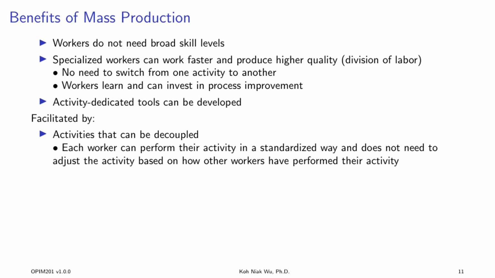Picture a car manufacturing plant. On the assembly line, each worker is assigned a specific task, such as installing the engine, attaching the doors, or fitting the wheels. Because these tasks are decoupled, each worker can focus solely on their responsibility, without needing to wait for others to complete their parts. This independence allows the assembly line to operate smoothly, as each section can progress at its own pace. If one worker finishes early, they can assist others without disrupting the overall flow.